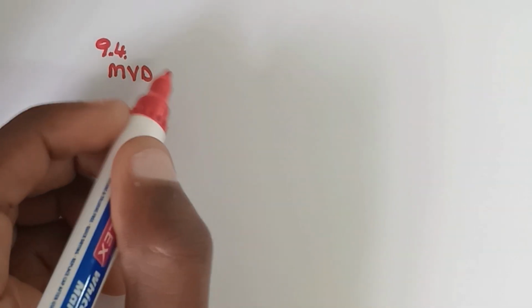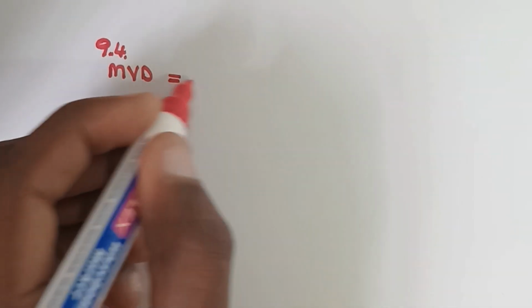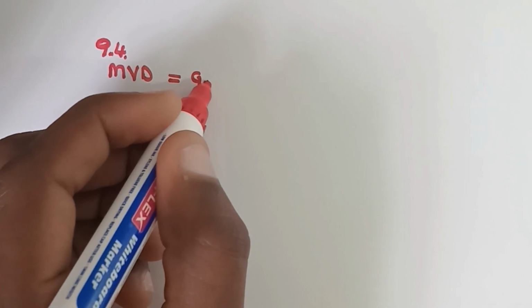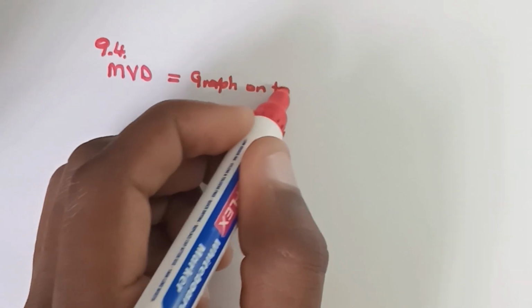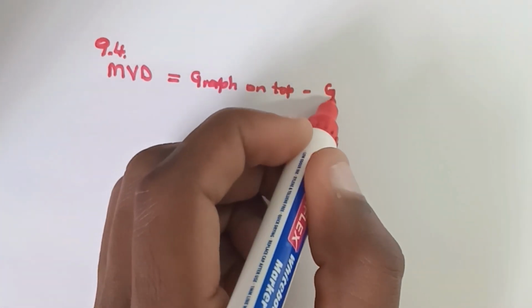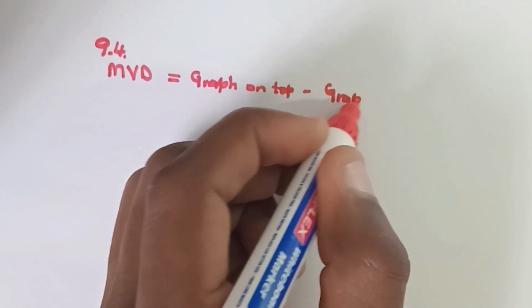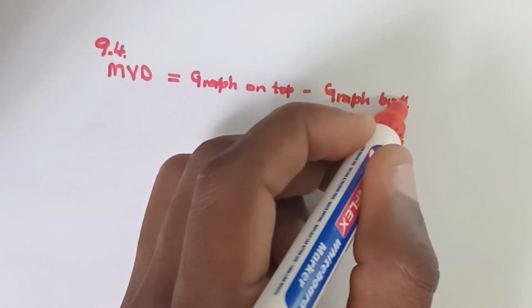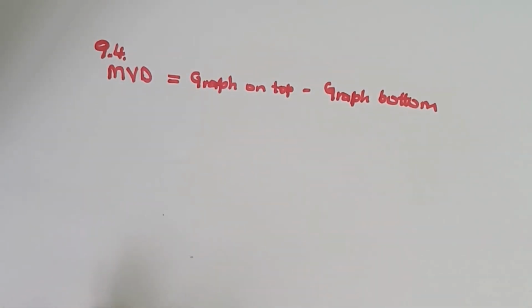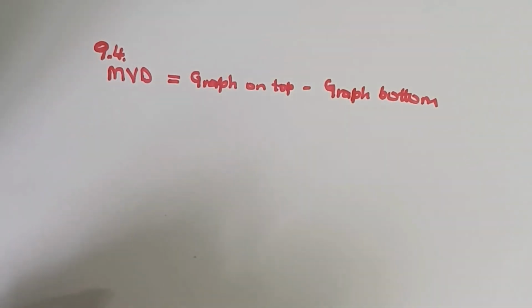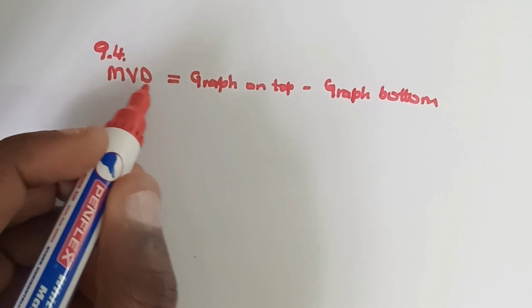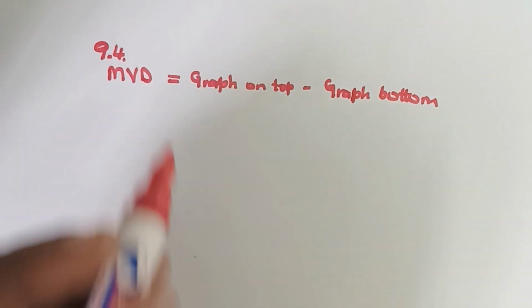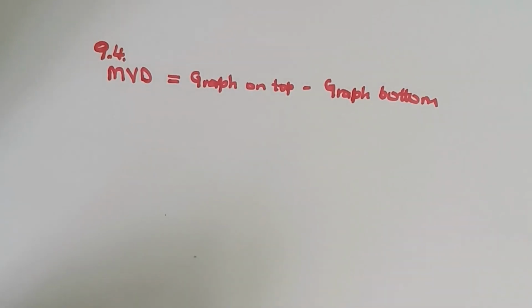there is a formula that we use: maximum vertical distance equals the graph on top minus the graph on bottom. That is the formula that we use. So MVD, maximum vertical distance, is the graph that is on top and the graph that is on bottom.